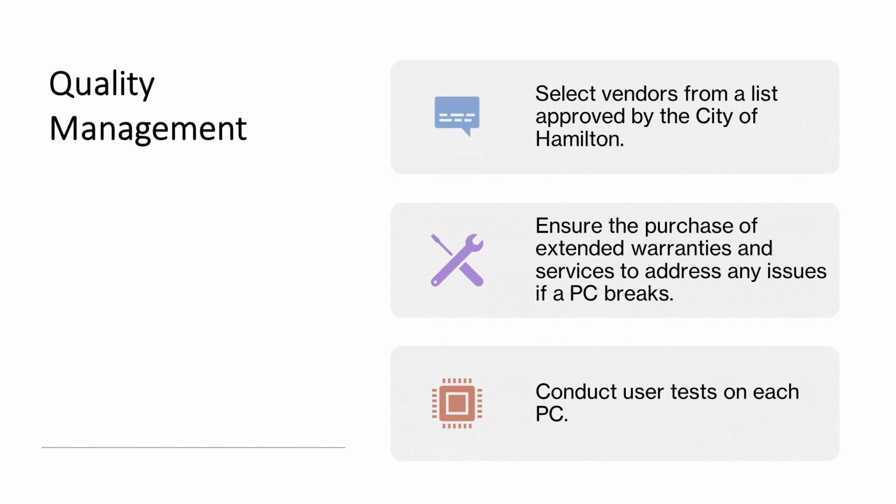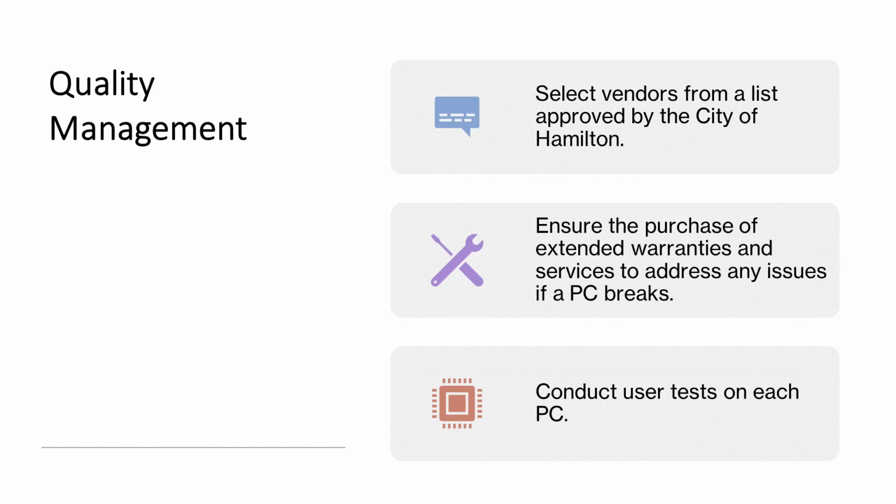Managing quality can sometimes be a big deal, involving a lot of know-how and teamwork. But for many projects, including ours, it can be pretty straightforward. Here's what our quality management plan looks like. We'll pick our vendors from a list that's already got the thumbs up from the City of Hamilton. This means we're starting off with trusted choices.